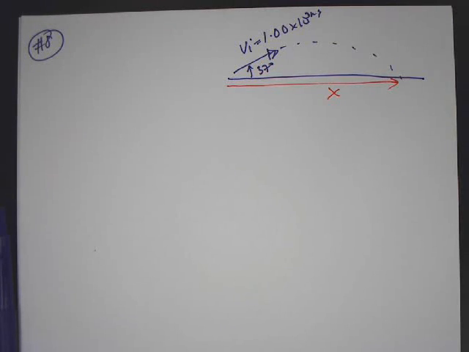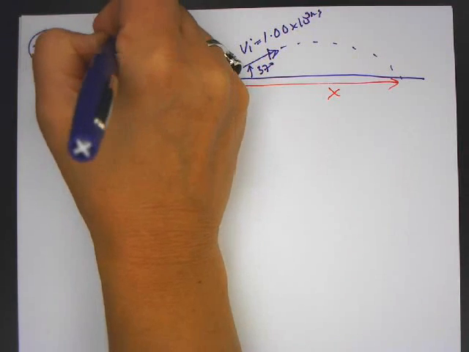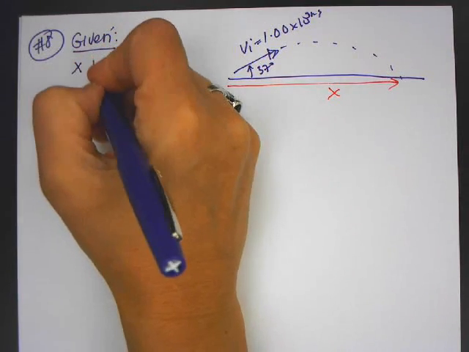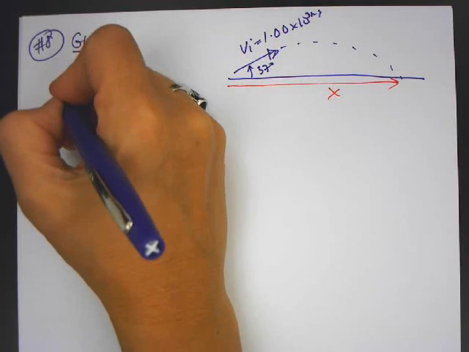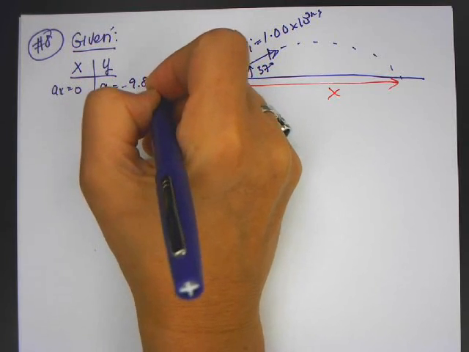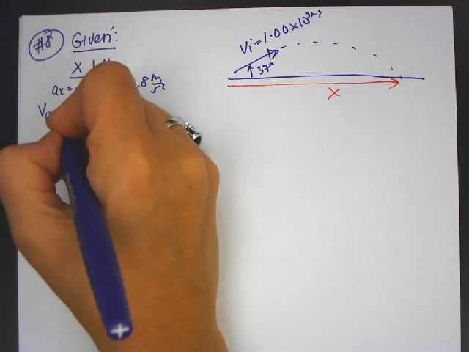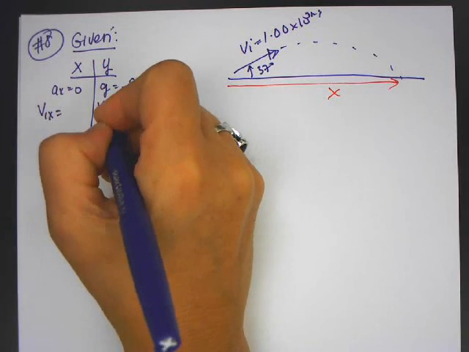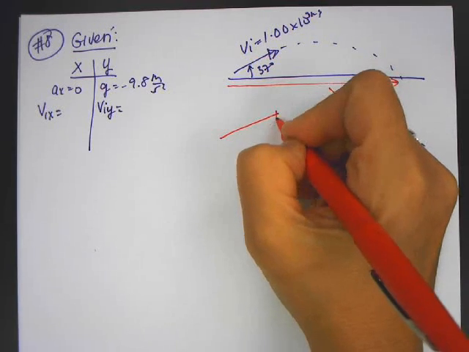So again, the first thing I'm going to do after I drew my picture is I'm going to write my givens. So in my givens, I'm going to separate my x and my y givens. And ax is 0, and g is equal to negative 9.8 meters per second squared. Now, I want to next do vix and viy. Now, I'm given vi, but I'm going to do it to the side. So here's vi.